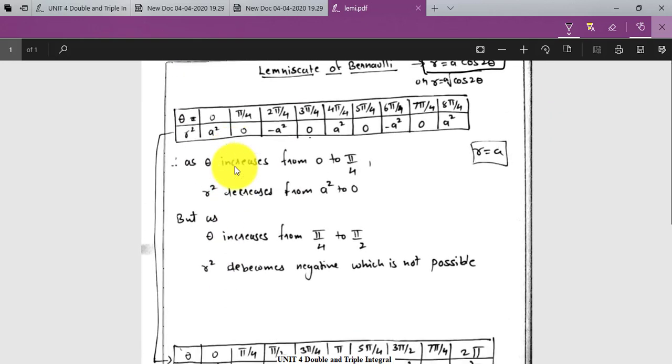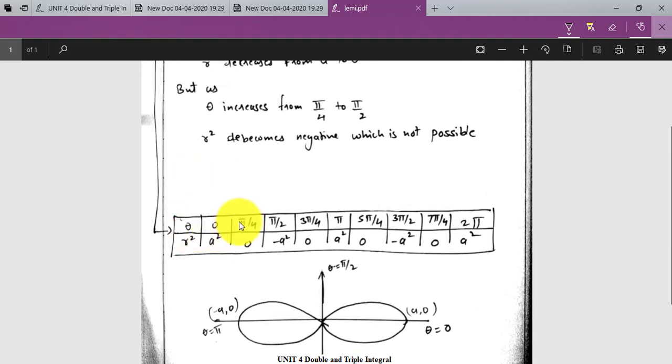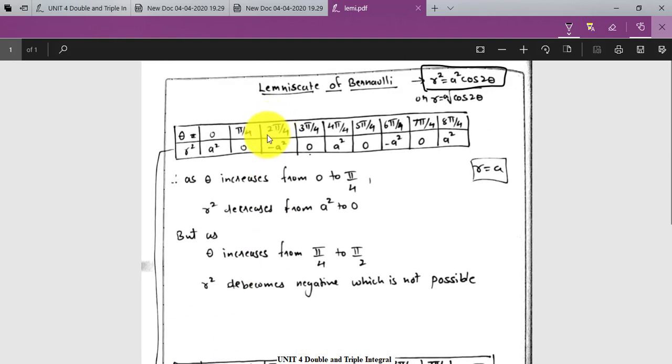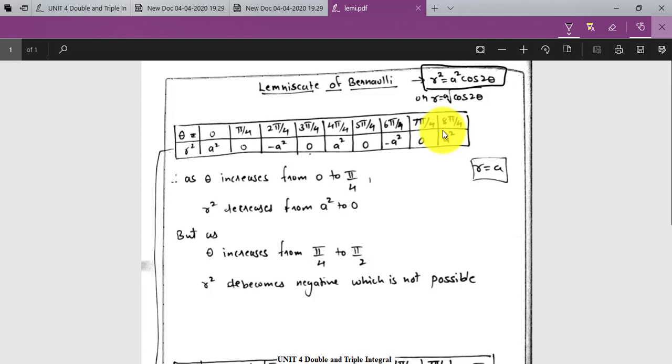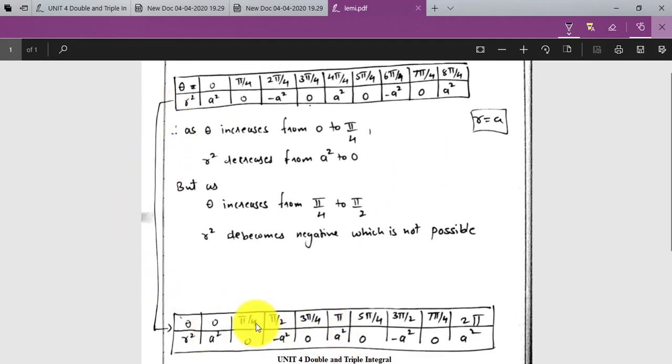Now see here, in some textbooks this will be given as 0, pi by 4, pi by 2, because here it gets cancelled: 2 ones are 2, 2 twos are 4, 4 ones are 4, so it becomes pi. And 2 threes are 6, so it is 3 pi by 2, and then it is 2 pi. This is the reason I have given both, so that you should not get confused. So this value is different, this value is different.